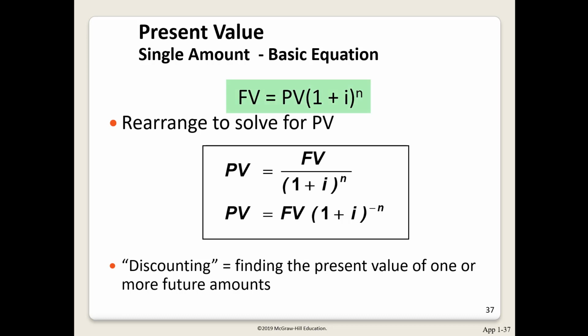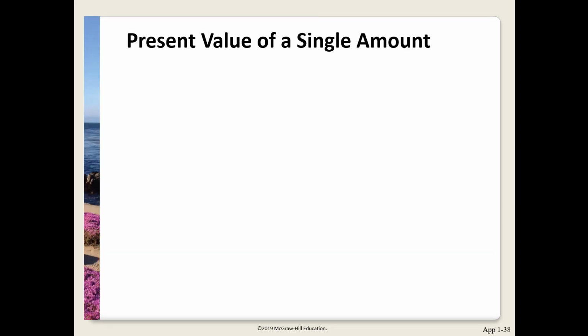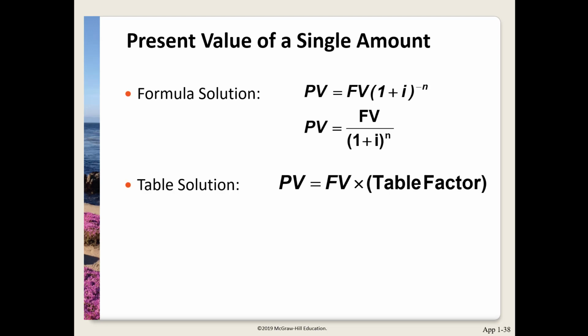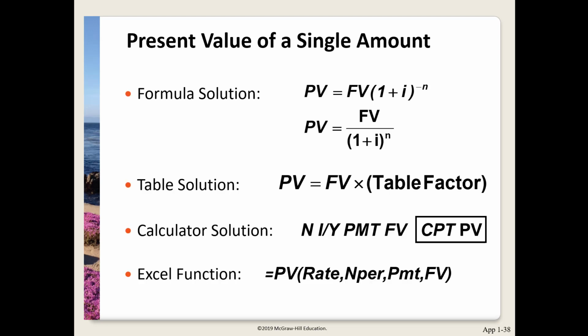If we take our basic future value equation and solve for PV, then you have the PV equation. As with the FV calculations, the PV interest factor is 1 over 1 plus I raised to the n. There are 4 methods of calculating the present value of a lump sum: formula, table, calculator, Excel. As with future value, we're going to look at all 4, but we're going to focus on the calculator and Excel.